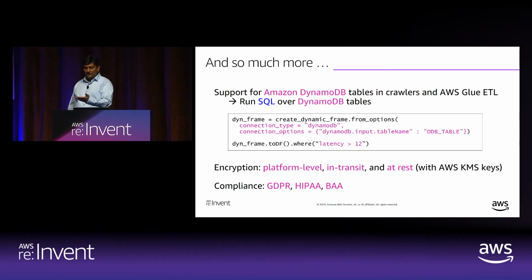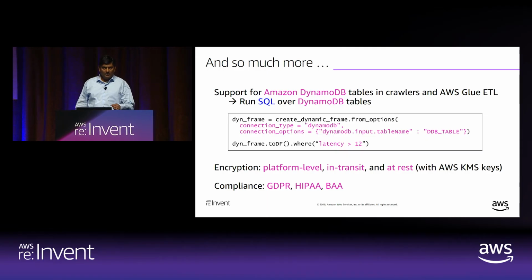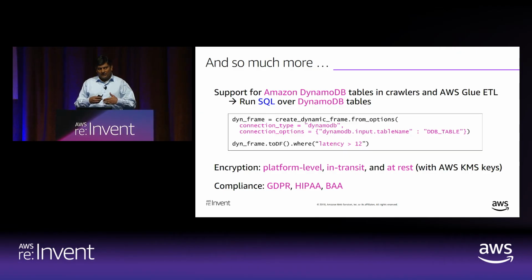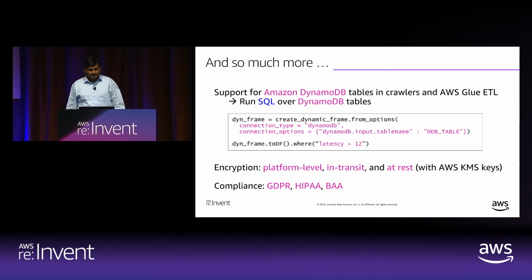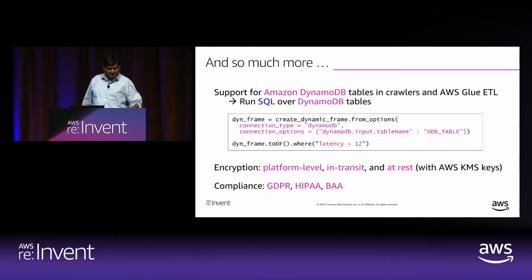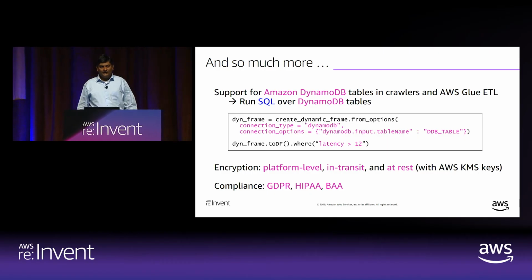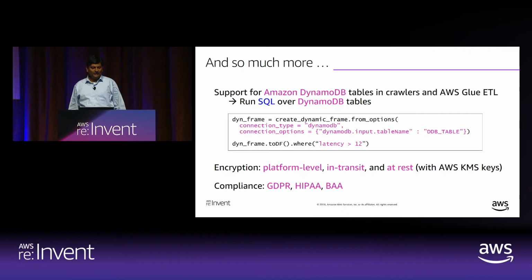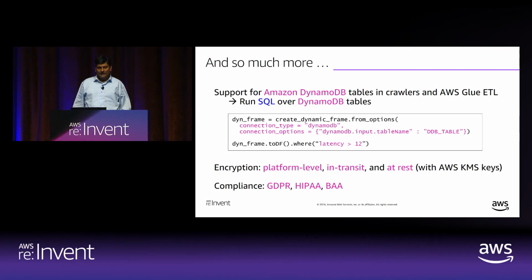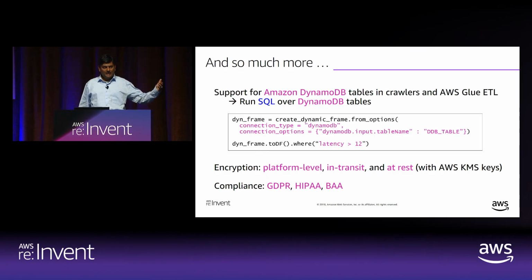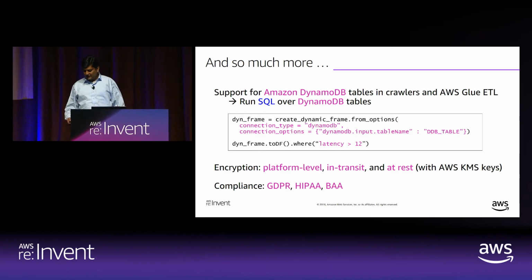We have encryption for those of you that are really sensitive to how you store your data and how you run your systems. We encrypt at the platform level inside the cluster. We encrypt the communication that's going back and forth from executors. And we also encrypt the data at rest with customer-managed AWS KMS keys. We're also compliant with 3 different certifications right now: GDPR compliance, HIPAA, and BAA, and more compliance certifications are about to come.